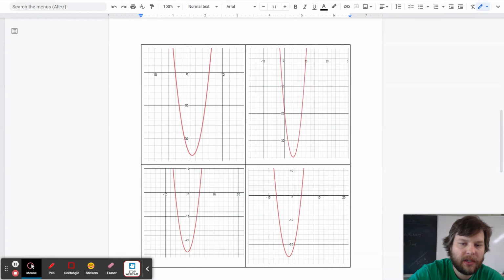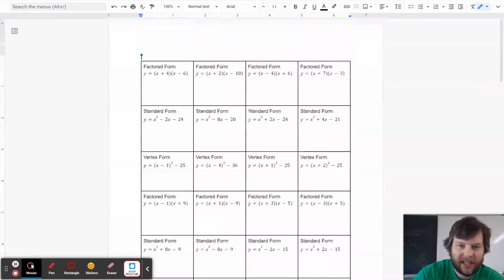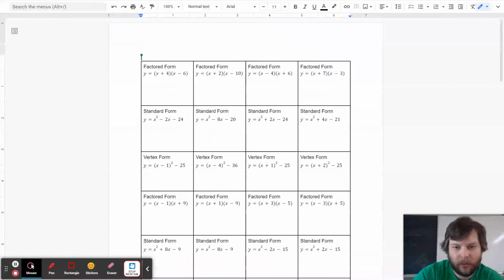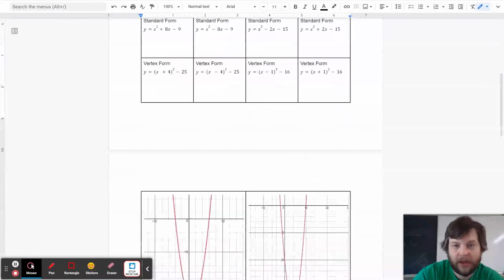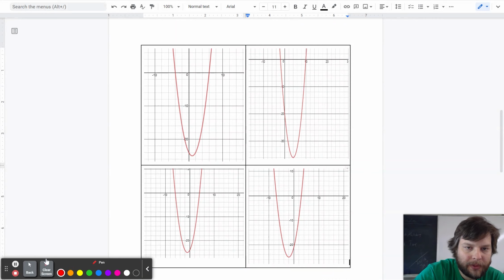One thing I will mention, because you got the equations all handed out to you, is you know that all of the a values are equal to 1. And so that's a really nice thing. You don't need to worry about solving for the a value as you go through this. So I'll show you just a couple examples.